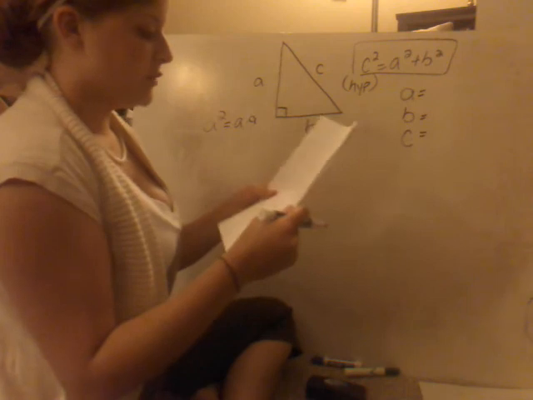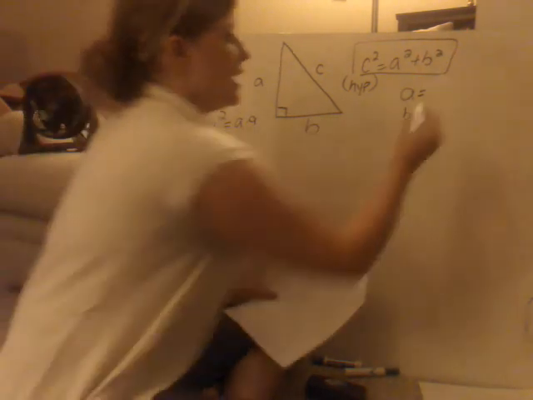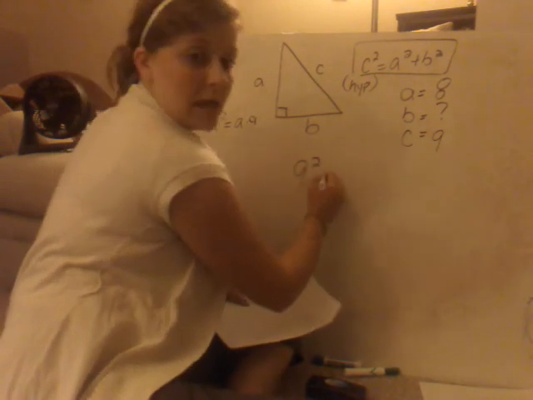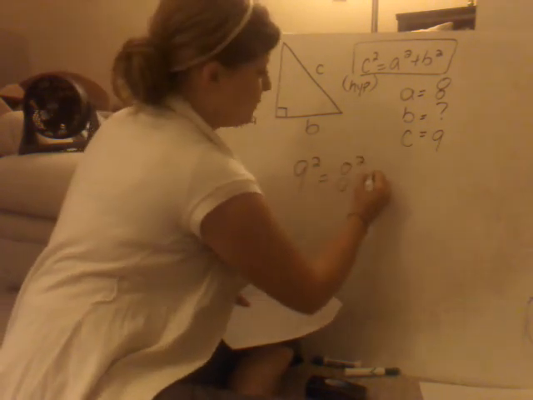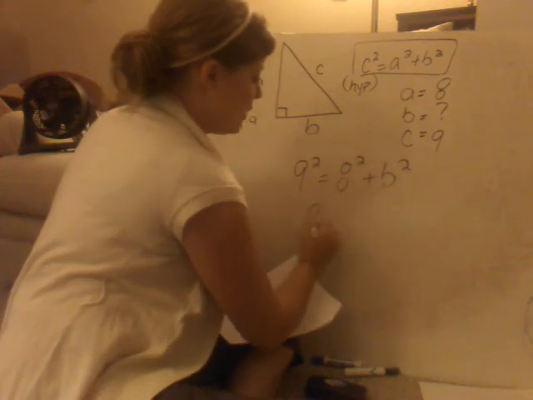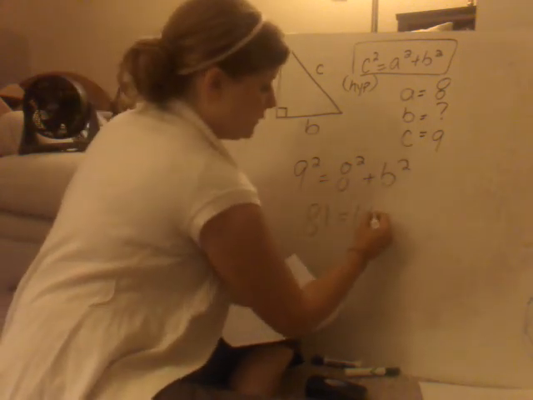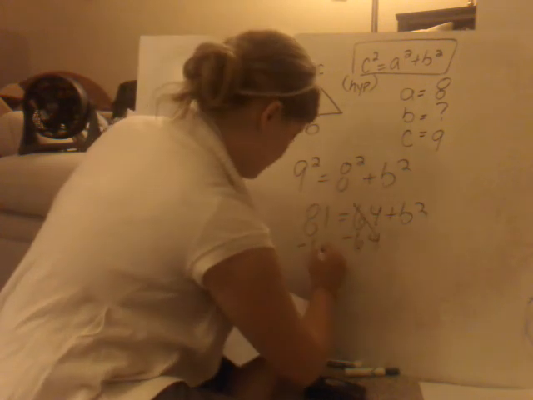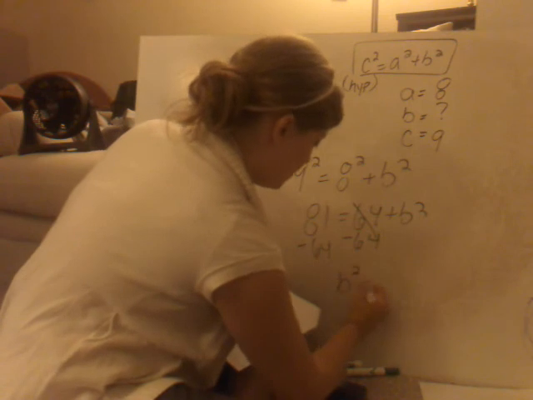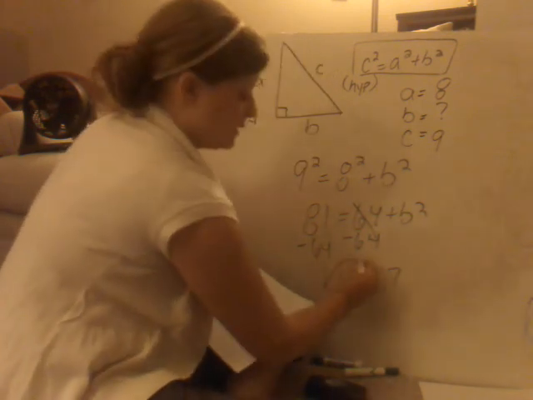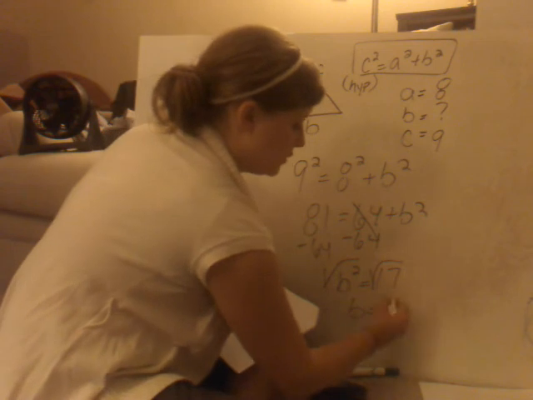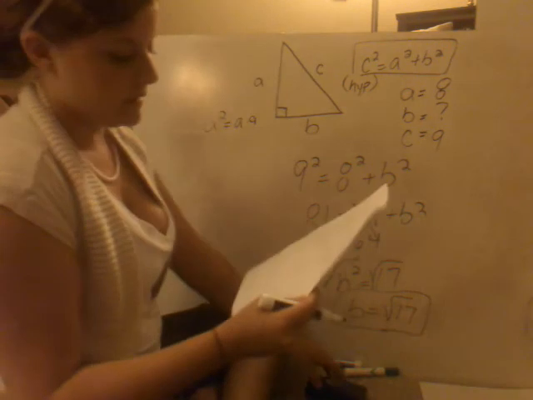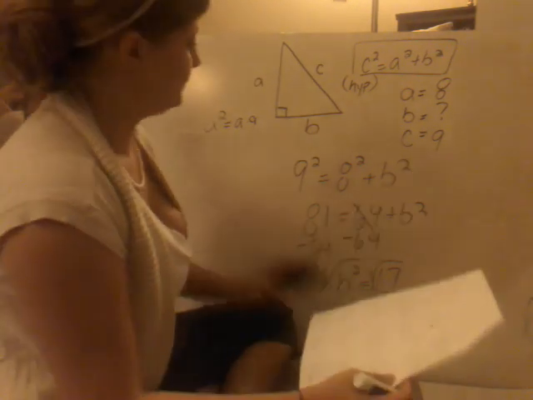Okay, so number 15, I tell you that A is 8 and C is 9. And we're looking for B. So I have 9 squared is equal to 8 squared plus B squared. So I have 81 because 9 squared is 81 is equal to 64 plus B squared. I subtract my 64 from both sides. And I get B squared is equal to 17. 17 is a prime number, so I have B is equal to the square root of 17. And that's number 15.